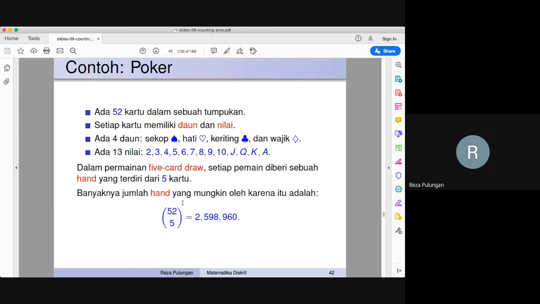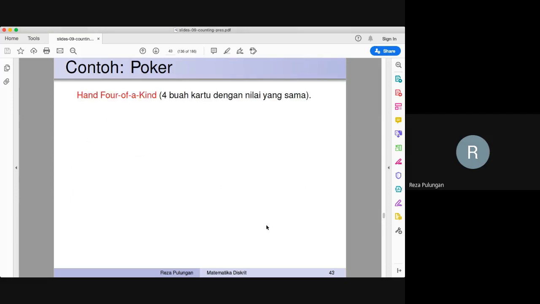How many possible hands there are is equal to, well, you have a deck that contains 52 cards, and you select 5 cards from this one. So this is equal to 52 choose 5. This is around 2,598,960 possibilities. Okay? Now, let's start from the first one.